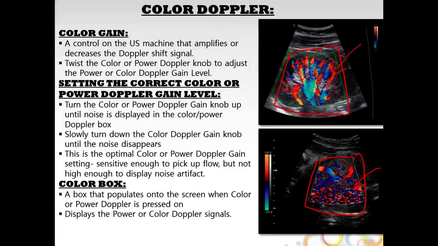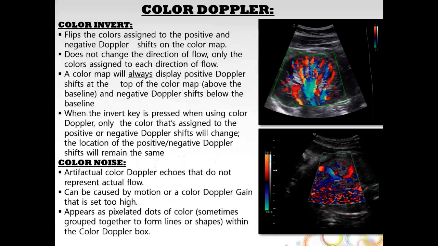So the color box is the little box that pops up when the color Doppler control is turned on, and anything within that box can show us the color Doppler signals.